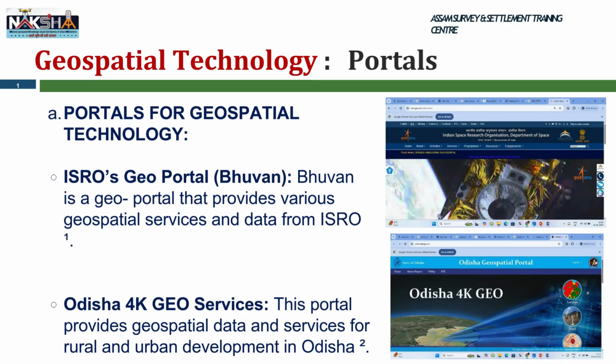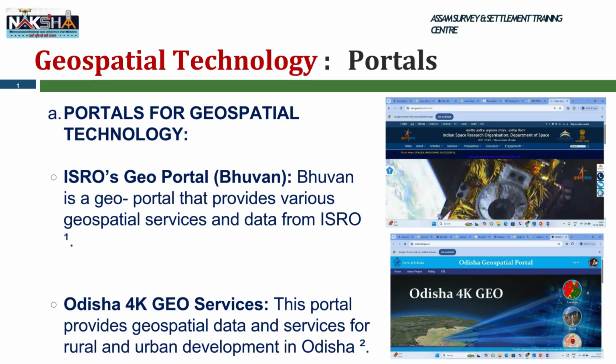Another important set of portals are Bhuvan and Odisha 4K Geo Services. ISRO's Geo Portal, Bhuvan. This is India's own Geo Portal developed by ISRO. It provides satellite images, maps, and other geospatial services. Bhuvan is often called India's version of Google Earth, but it is more focused on government and development projects such as agriculture, water resources, and disaster management.